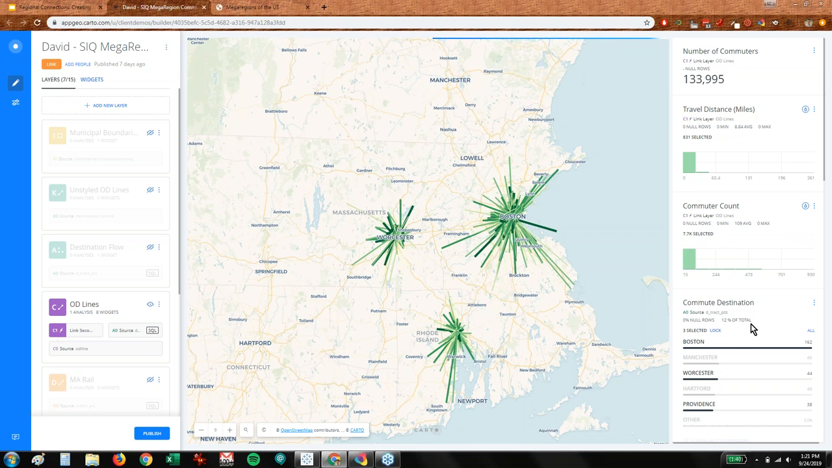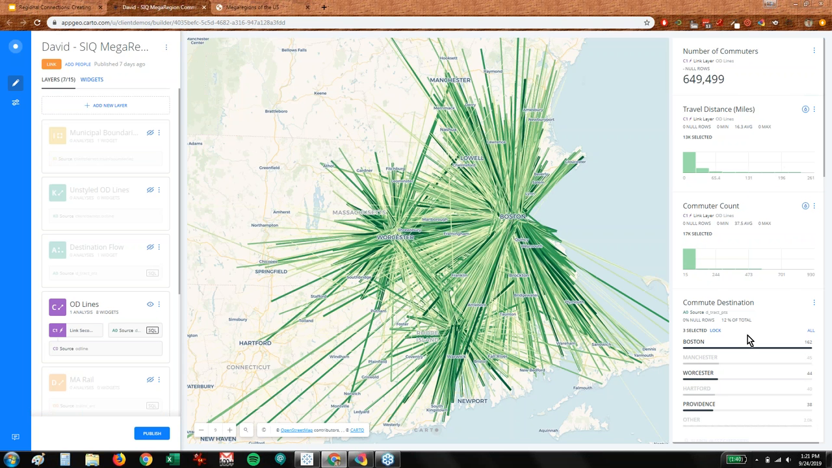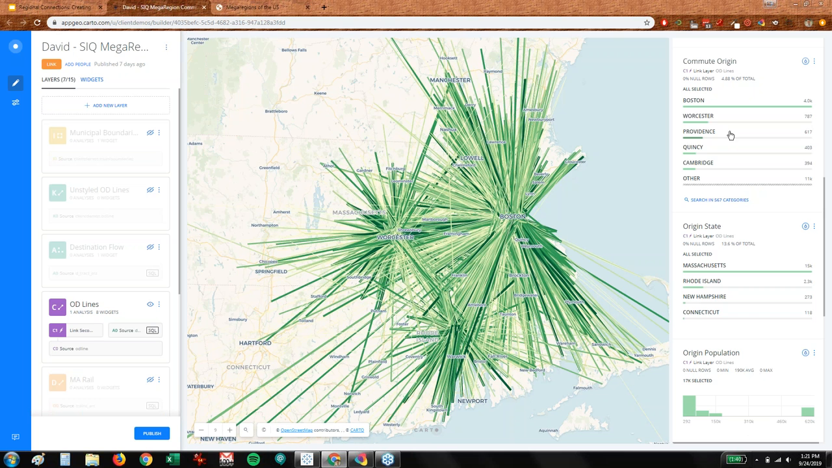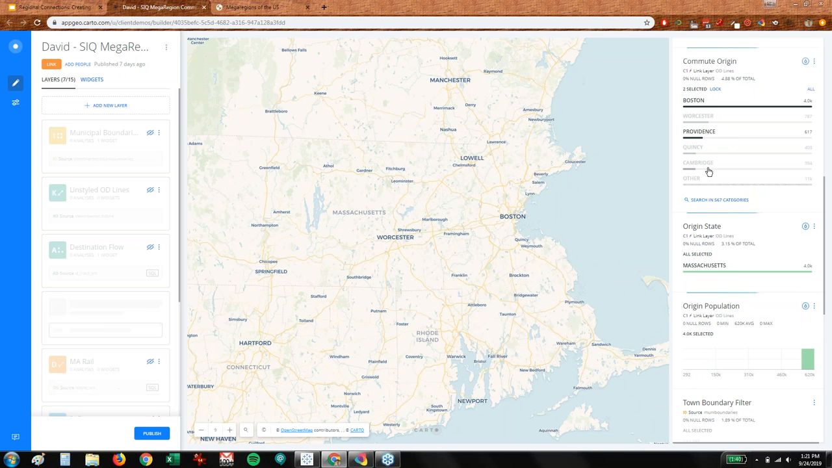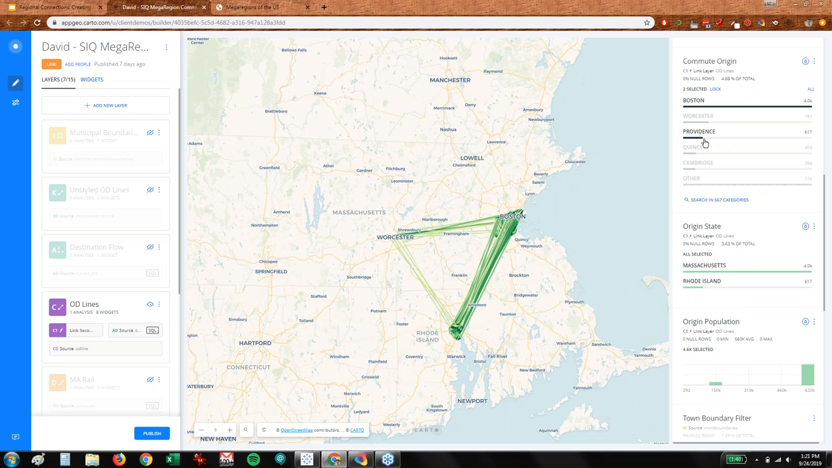So for that particular example, we can start to look at both this commute destination as well as the commute origin. So I'm going to scroll down here and see if we can pull out and understand a little bit more about how these two regional groups are pulling. And we'll notice, interestingly, that Rhode Island seems to have a tighter connection with Boston than the Worcester area, and that starts to beg the question.